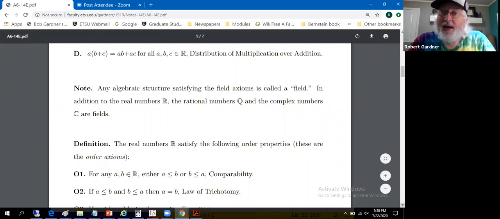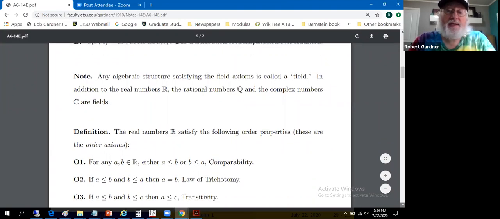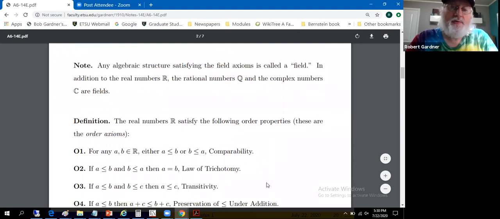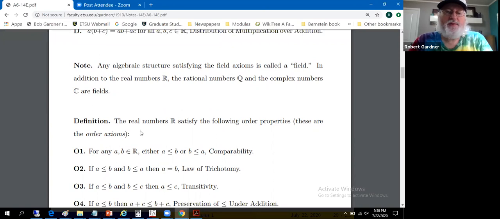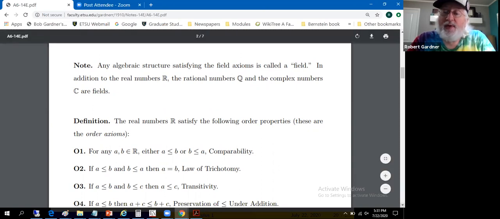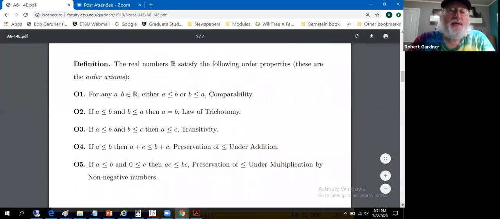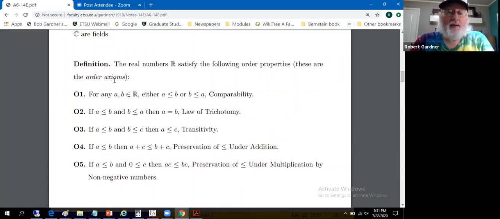So we can't stop there. We need more properties because those field axioms don't define a unique structure. There's a bunch of different numerical structures that form fields. The real numbers satisfy the following order properties. So here's the greater than, less than stuff, and these are called the order axioms. Again, not terribly impressive, but we'll go through it once and we'll have the real numbers defined.